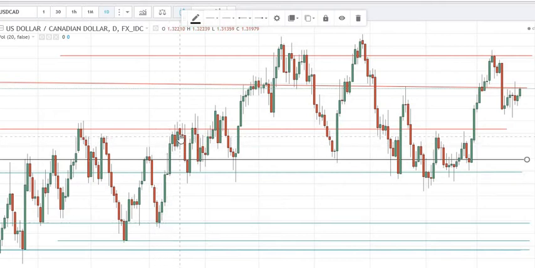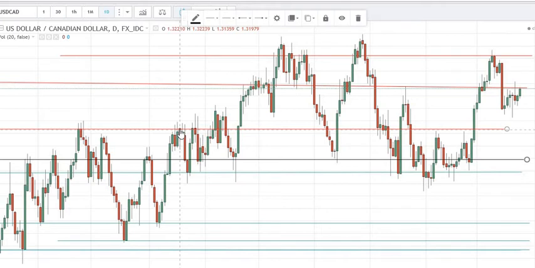As you see, it came all the way back up here to this red line, which is another area that I marked off as a resistance zone. And once again, when I say resistance zone, I'm not looking for a pinpoint number down to the exact pips as far as where I'm going to sell.